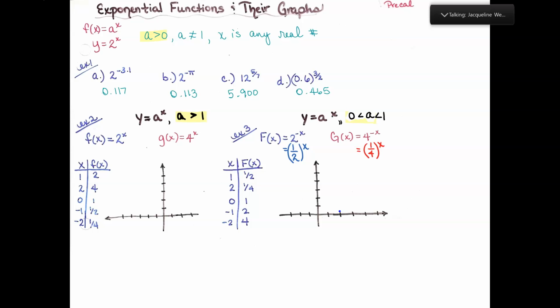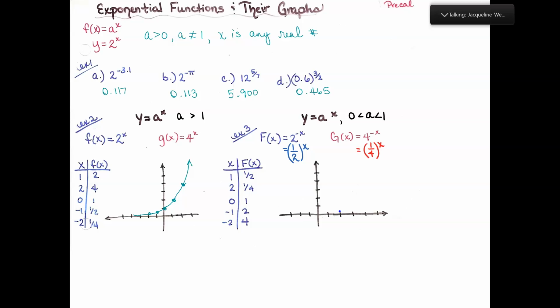You flip it, right? You move it across the division bar. So that would be 1 over 2 to the positive 1, or 1/2. Then 2 to the -2 would be 1 over 2 to the positive 2, so that'd be 1/4. Okay, so let's plot those points: 1, 2; 2, 4; 0, 1; -1, 1/2; and -2, 1/4.